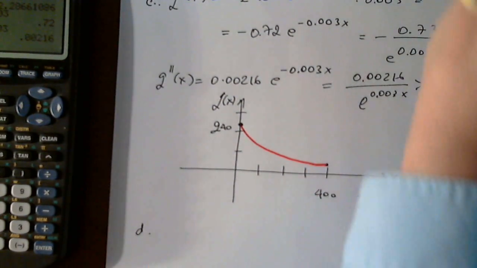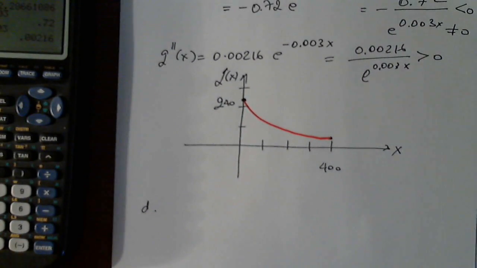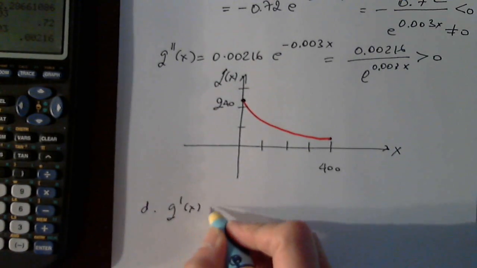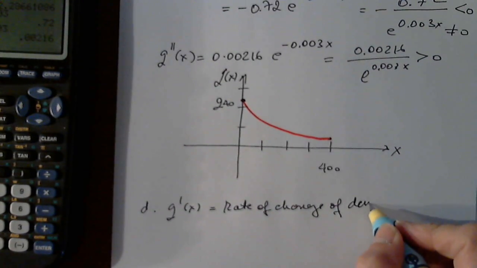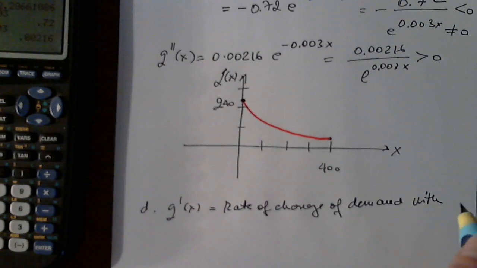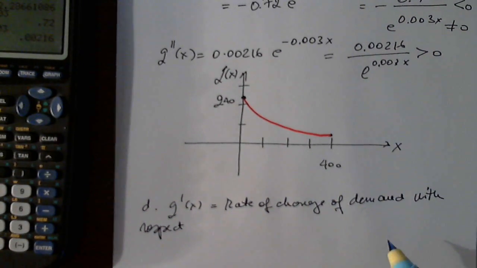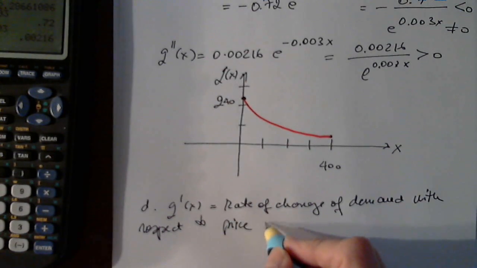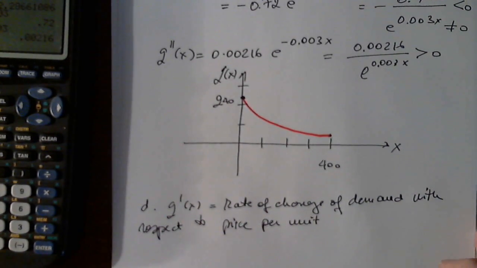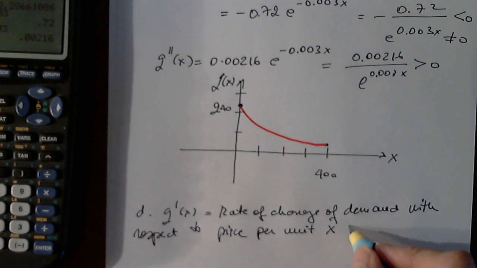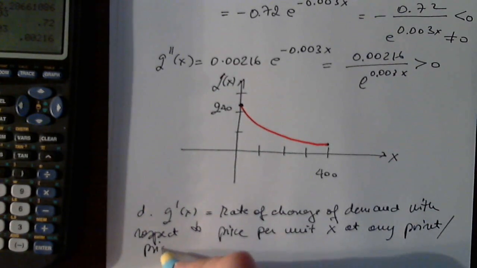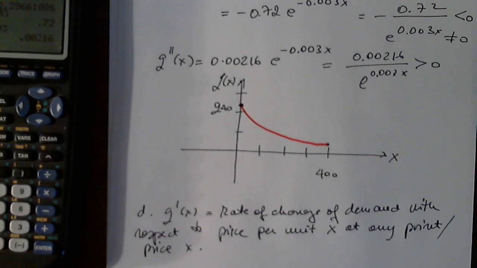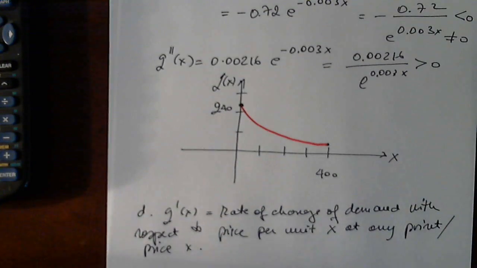So D. Q prime of x is the rate of change of demand with respect to price per unit x at any point. How fast demand is changing for any price x.